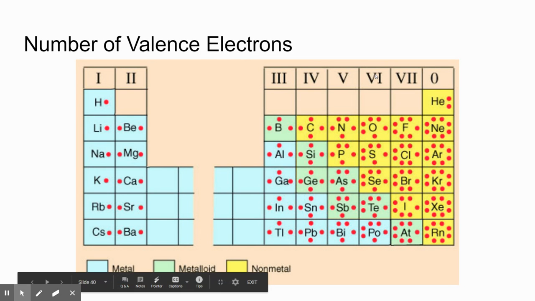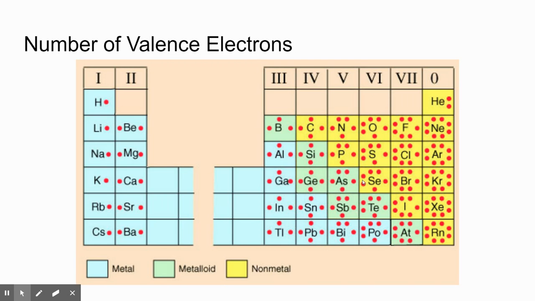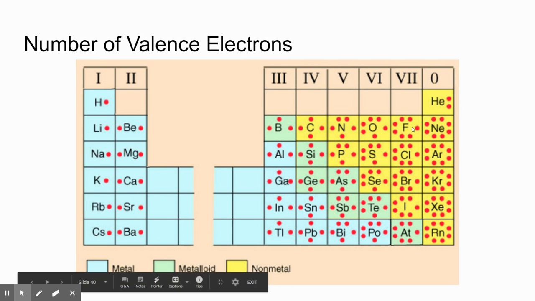And then group 16 will have 6. Easier to gain 2 than lose 6. And then 17, easier to gain 1 than lose 7. So you can think of it that way.